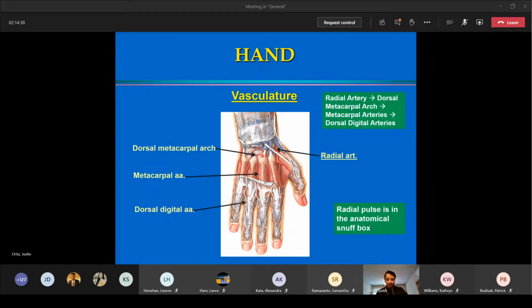So if you just think about it, I feel like the branches make a little bit more sense. It's also important to note that the radial pulse is going to be in the anatomical snuffbox. Our anatomical snuffbox is our brevis sandwich, which we talked about in the last lecture. You can feel the radial pulse from there if you put two fingers and palpate it.